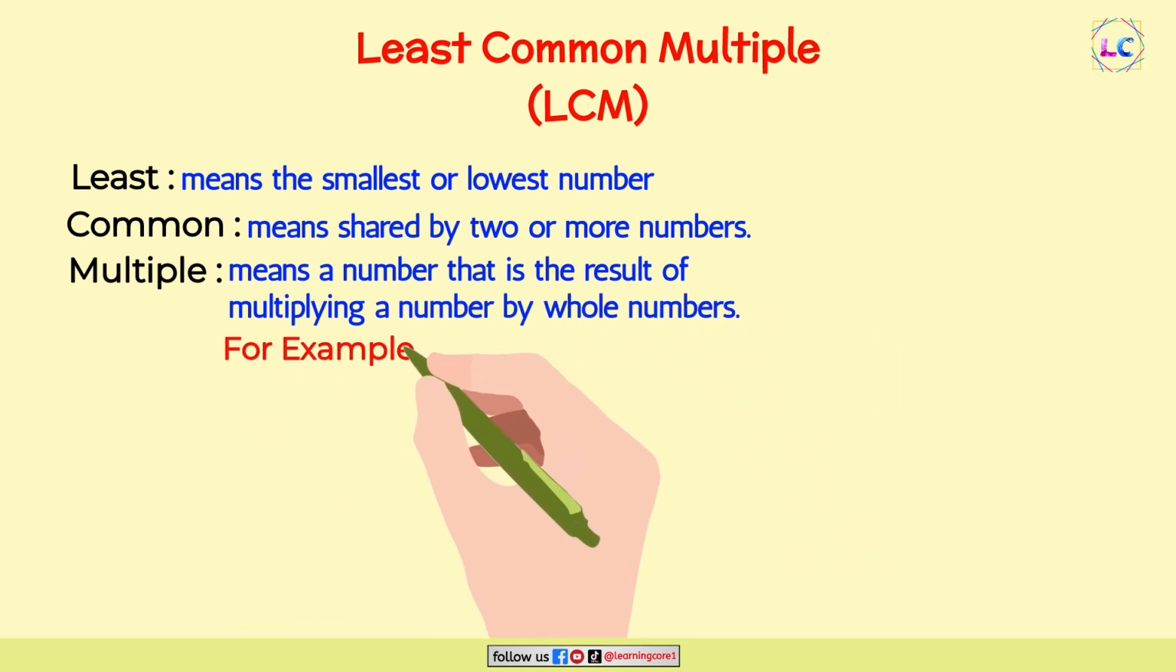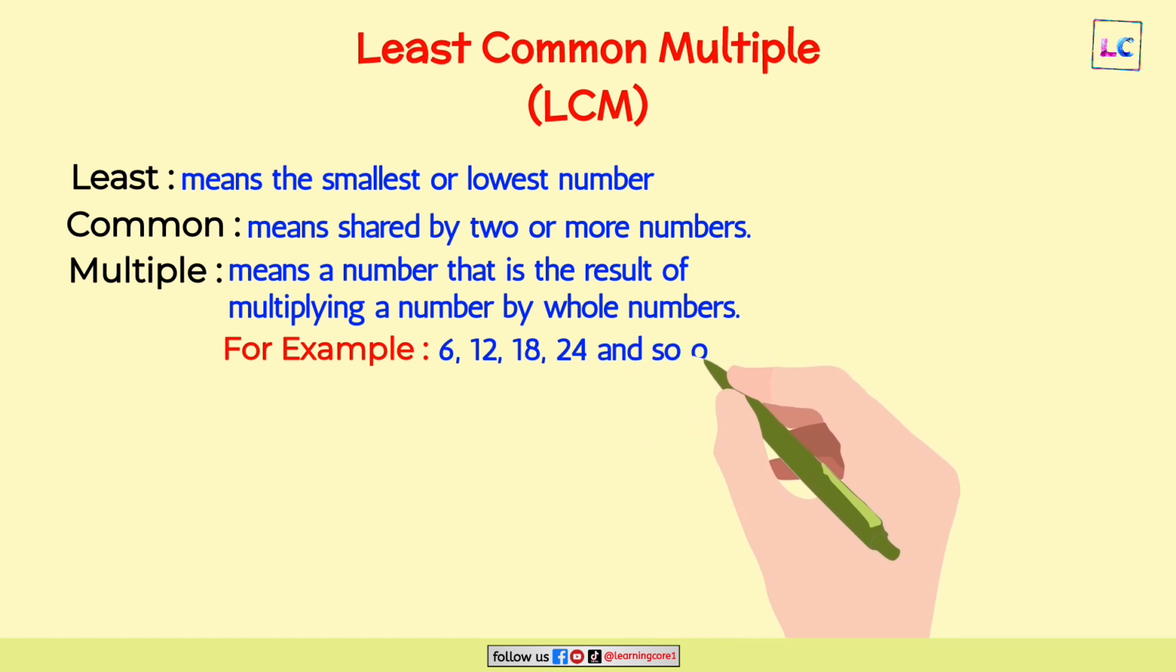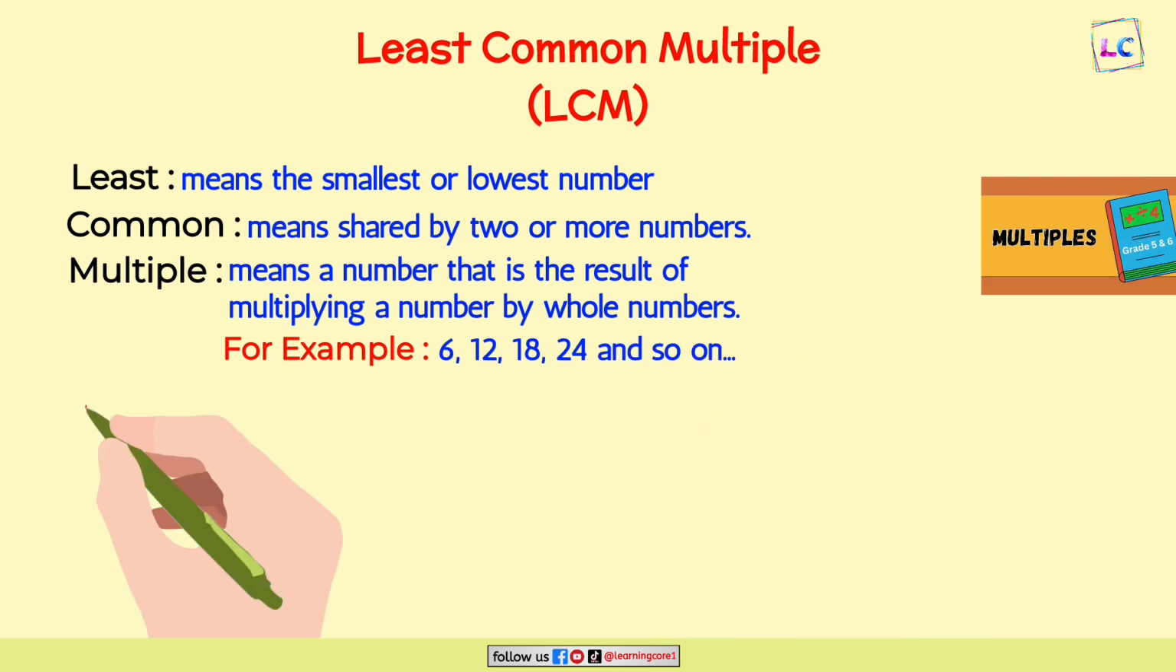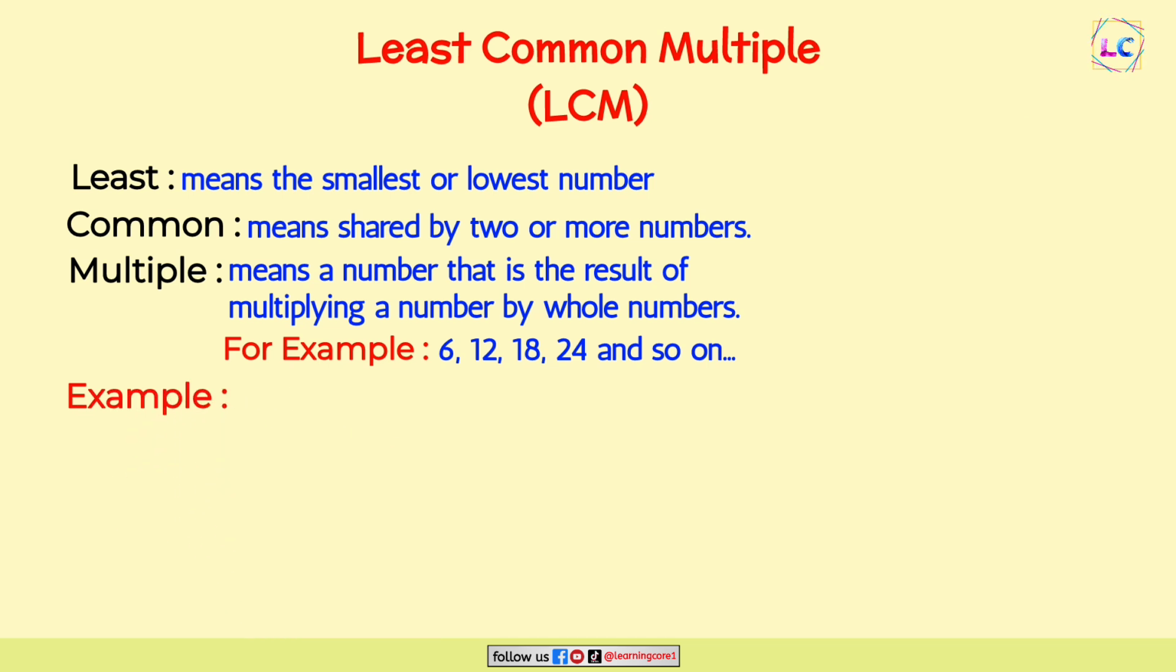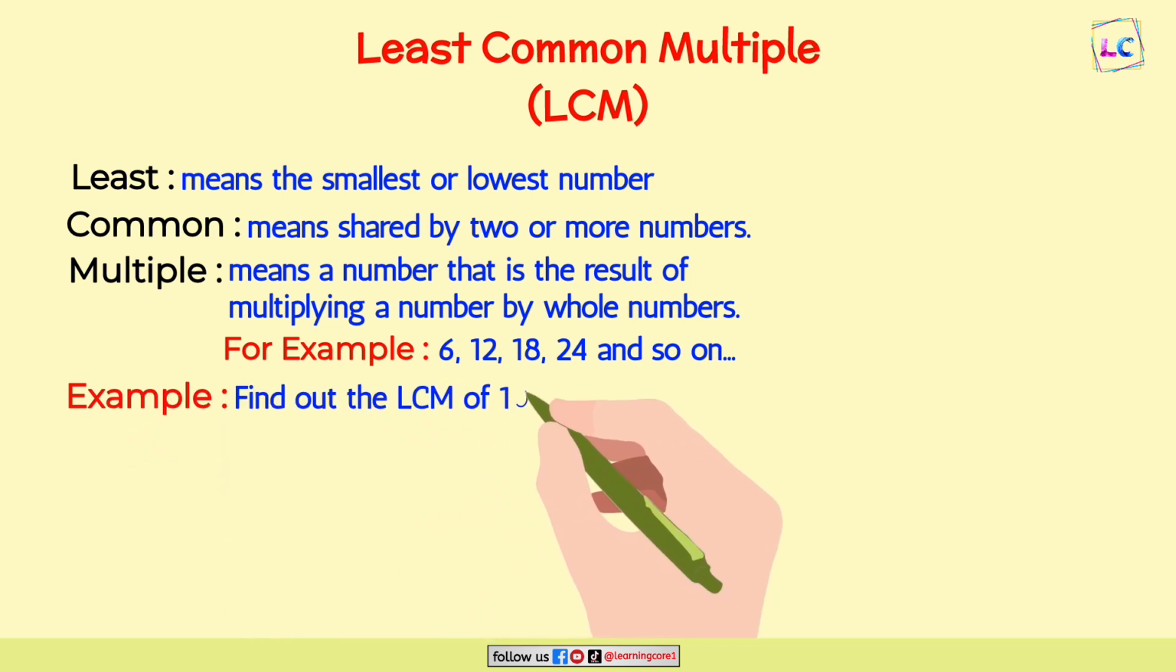For example, multiples of 6 are 6, 12, 18, 24, and so on. We already discussed multiples in our previous videos. Now, let's solve an example to understand the concept least common multiple. We want to find the LCM of 10 and 15.